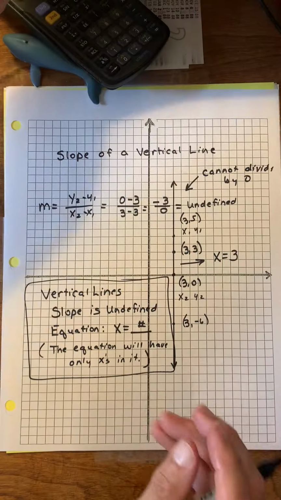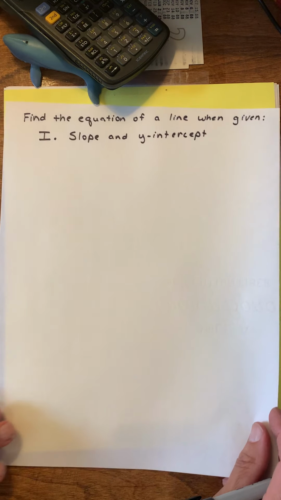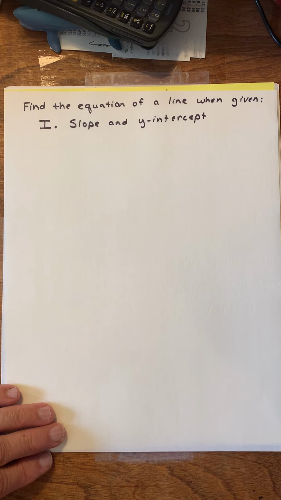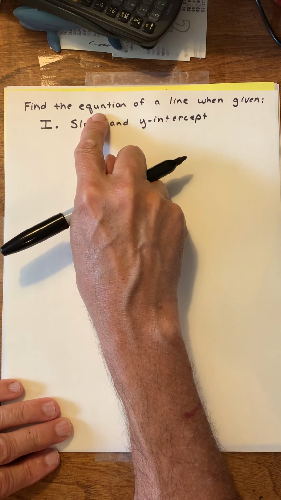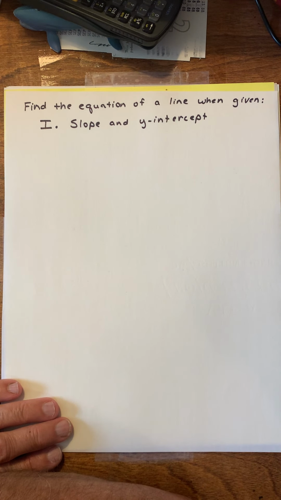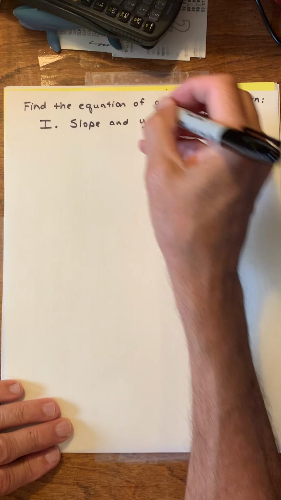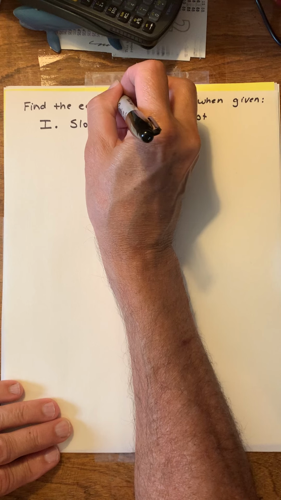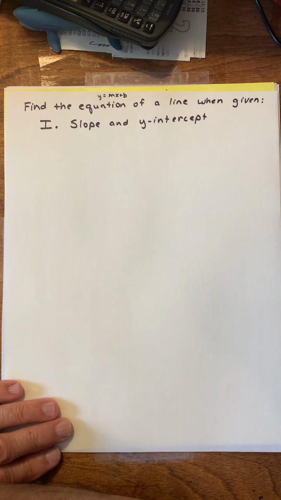All right. Now what we're going to do is basically work some problems in which I am given some information and asked to find the equation of the line. And typically when this section asks you for the equation of the line, it is asking in the form y equals mx plus b, slope-intercept form, unless it specifically says standard form.